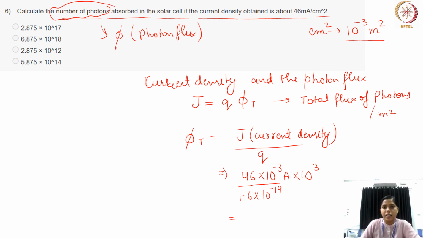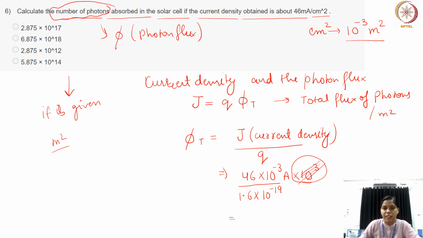So the thing is, if it is given that you are talking about the photon flux in meter square, only then you will do this thing. But since it is not mentioned here that you need to change the unit, we will not include this value.